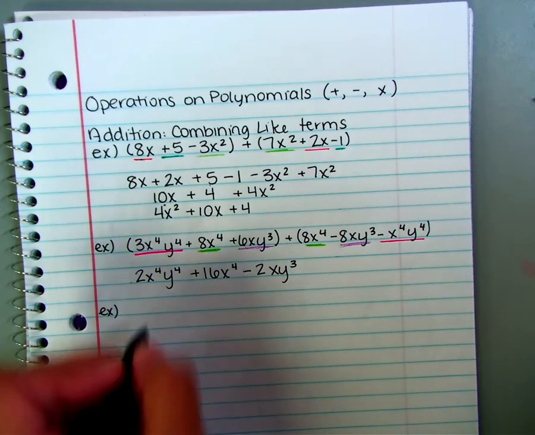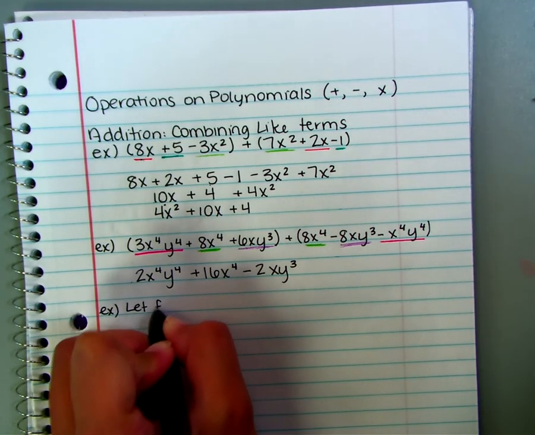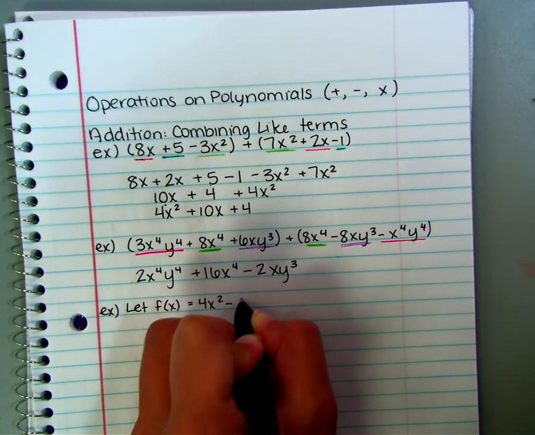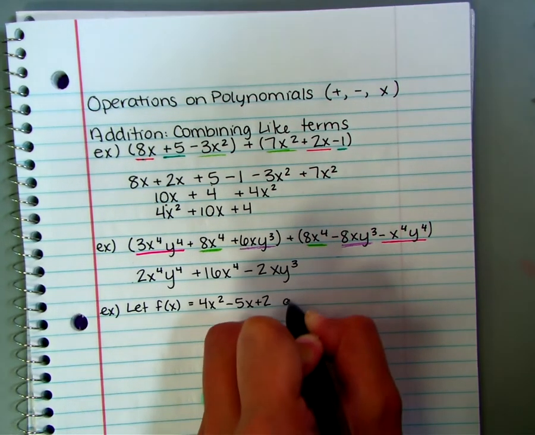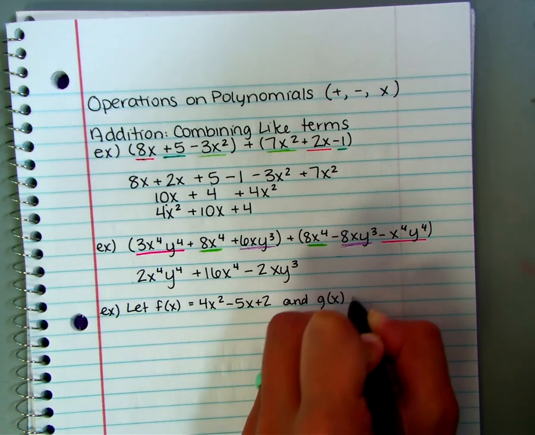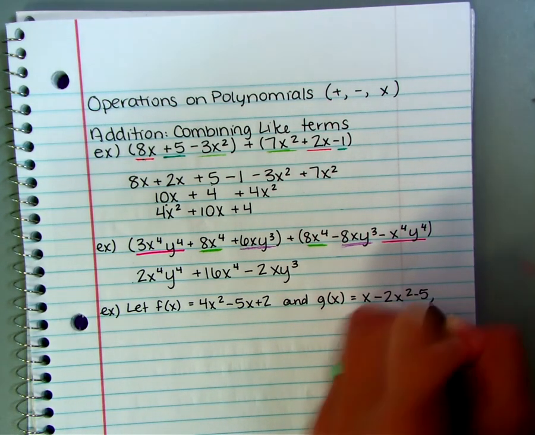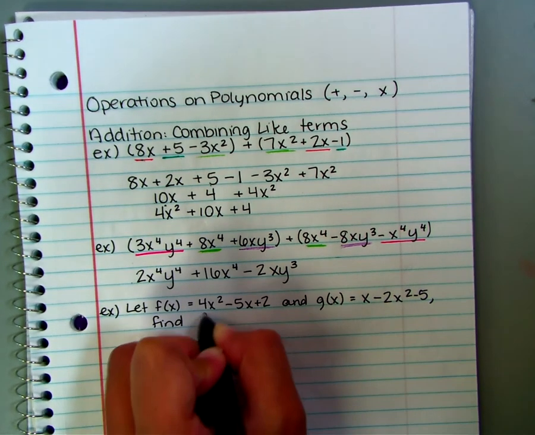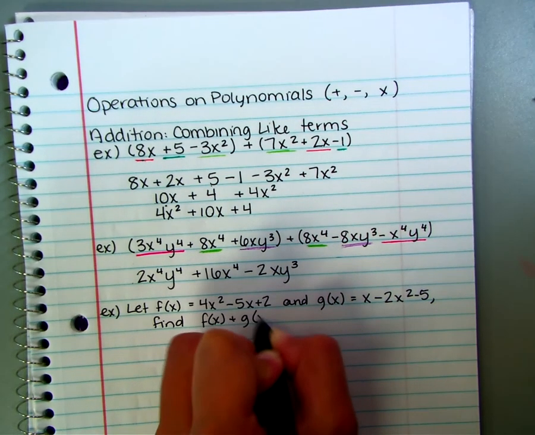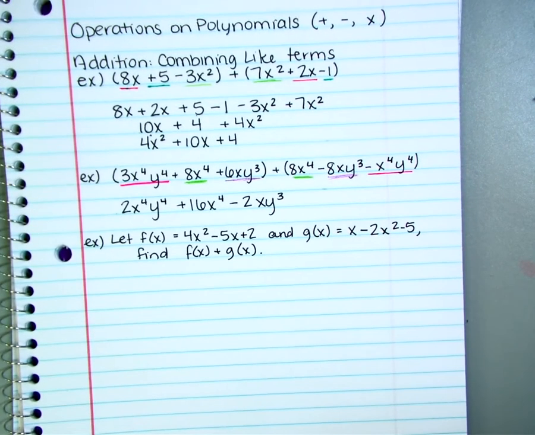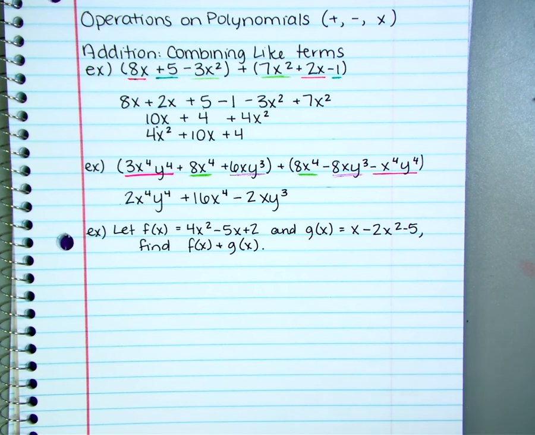So this one's a little different. We actually name the functions. So we're going to say let f of x be 4x squared minus 5x plus 2, and let's say that g of x is x minus 2x squared minus 5, and we want to find f of x plus g of x. So it's the exact same process, it's just a little bit different in original question. And so we're going to add f of x and g of x.